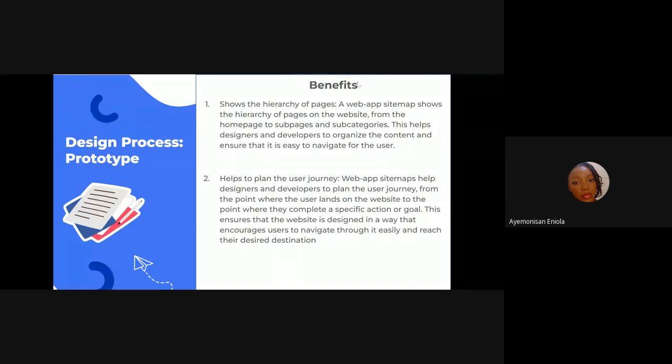So it says the benefits of a sitemap: it shows the hierarchy of a page. A web app sitemap shows the hierarchy of pages on the website from the home page to the sub pages. That is, if you are in a home page, what will be under it? What are the things that you will see? And if you are in a contact us page, what are the things that you see? It says this helps designers and developers to organize the content and ensure that it is easy to navigate for users. So number 2, it helps to plan the user journey.